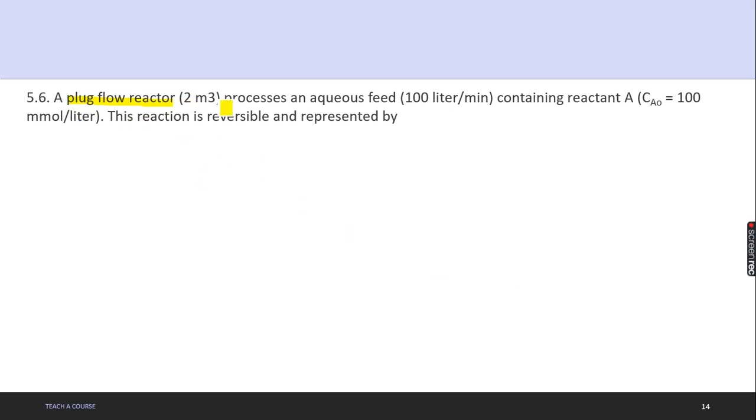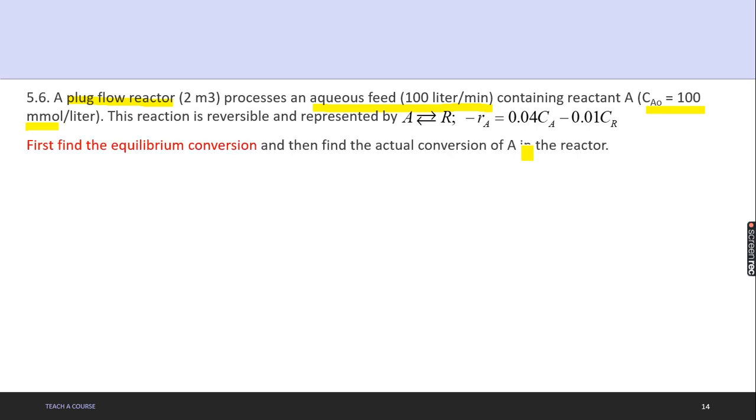A plug flow reactor of 2 meter cube processes an aqueous feed of 100 liters per minute containing a reactant A, whose concentration is initially 100 millimole per liter, and the reaction is reversible and represented by A to R, with rate -rA equal to 0.04 Ca minus 0.01 Cr. We have two parts of this problem. First, find the equilibrium conversion, and then find the actual conversion of A in the reactor. So two aspects of this problem.